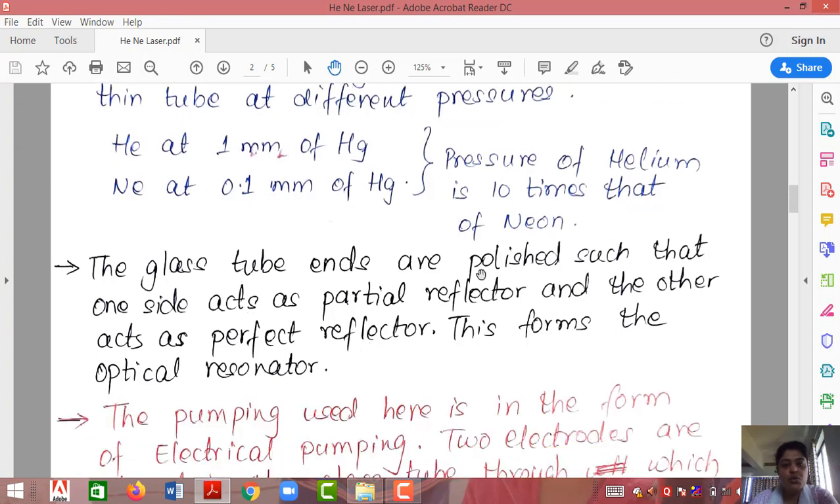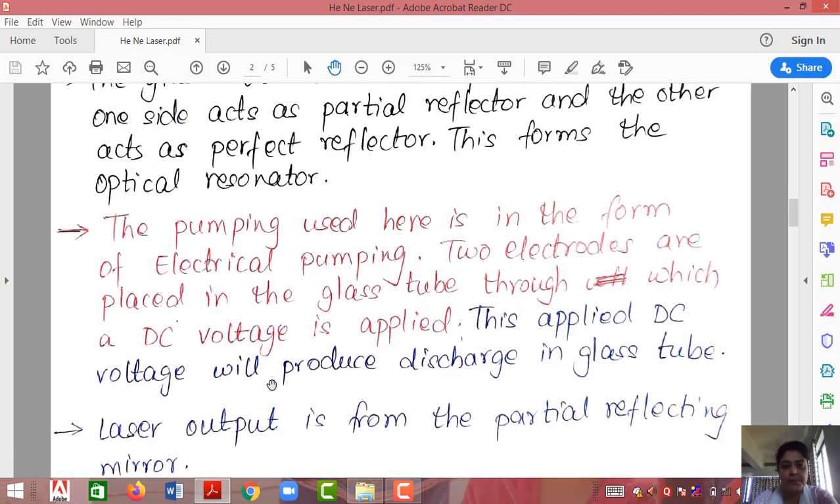The glass tube ends are polished such that one side acts as a partial reflector and the other acts as a perfect reflector. This forms the optical resonator. The pumping source used here is electrical pumping. Two electrodes are placed in the glass tube, which we had just seen in the diagram, through which a DC voltage is passed. This applied DC voltage will produce discharge in the glass tube.